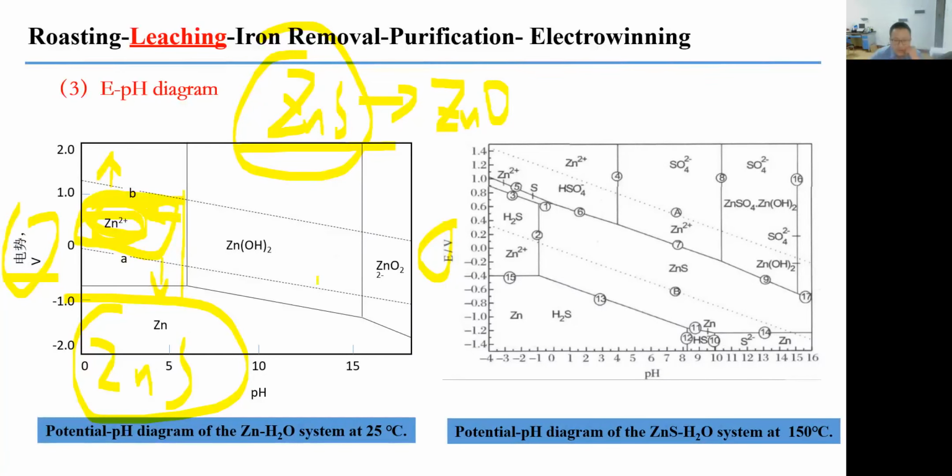So as I have mentioned, when we have some unreacted zinc sulfide, when we decrease the pH value and also increase the potential of the system, it can react with reaction 6 or reaction 1, and zinc can become soluble, and the sulfur can transform into sulfide ions or elemental sulfur. And these two reactions happen in a direct leaching process.